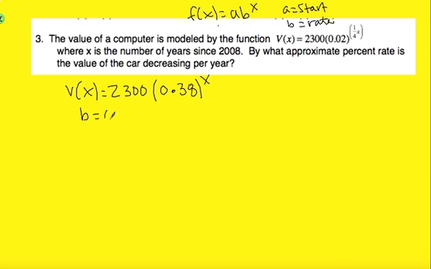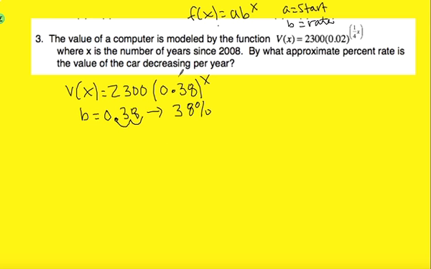So B is 0.38. But remember that whenever we're dealing with exponentials, even though our exponential function has B written as a decimal, we always want to change it into a percentage. So to change it from a decimal to a percentage, we take our decimal and bump it to the right 2 places. When we do that, that gives us 38%. However, this still does not represent what my rate is.